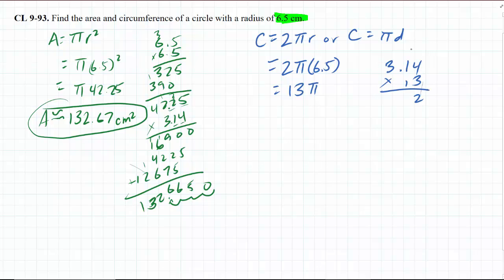Okay. From there we just multiply pi times 13. 4 times 3 is 12. 3, 4, and 9. 314 times 1 is 314. Add that together. Okay, and we have 2 place values, so we'll move over 2 place values. So the circumference is about 40 and 82 hundredths centimeters.